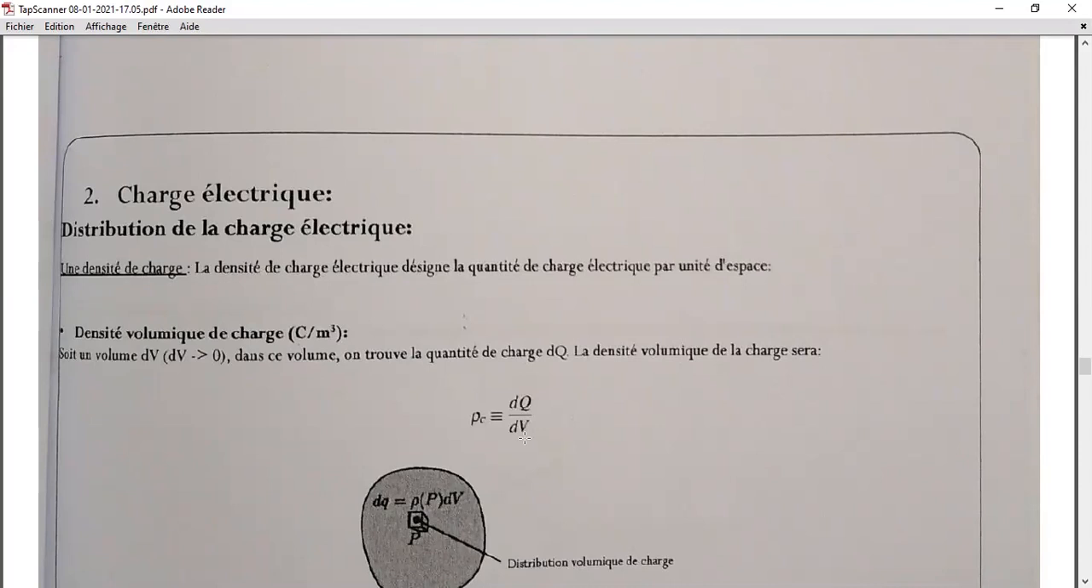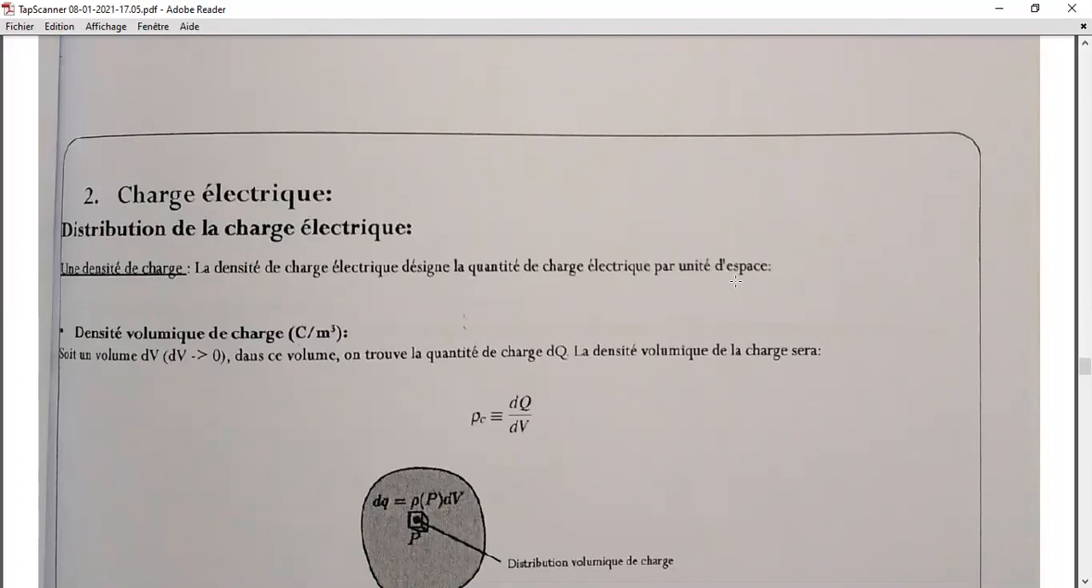So when you talk about density of charge here, they're saying that the density of electric charge designates the quantity of electric charge per unit of space. The quantity of electric charge per unit of space. So the density of charge is the number of electric charges in a given unit of space.